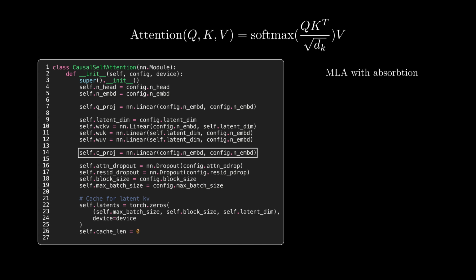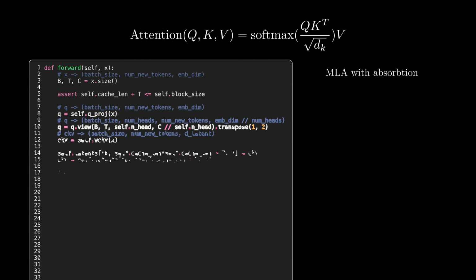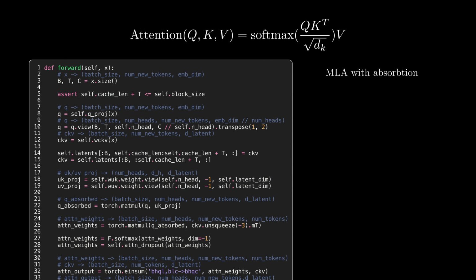Notice how the KV cache also changes. In standard attention, we cache full keys and values, but in multi-head latent attention, we only cache a single compressed latent representation for every token, which is why the cache tensor now stores vectors of dimension D latent instead of the much larger multi-head representation. Now let's step through the forward pass. And on the right side, I'll continuously show the tensor shapes so you can pause and inspect them more carefully if needed.